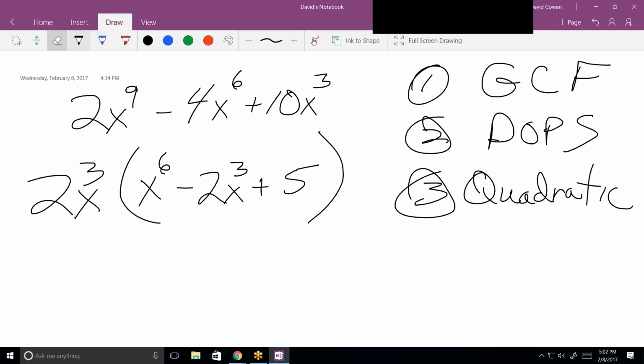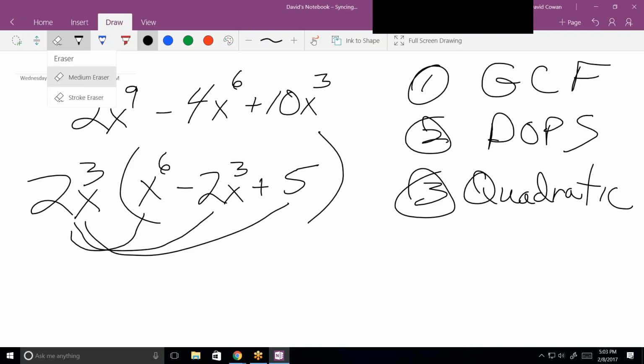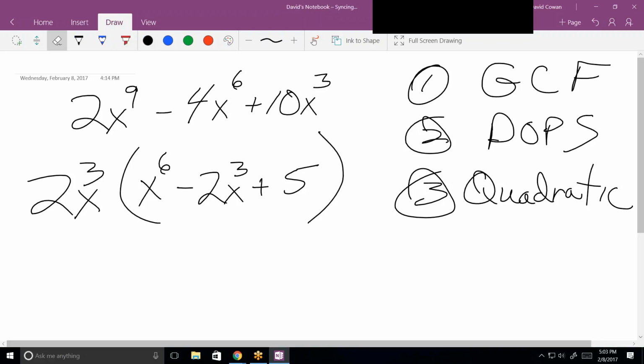And notice that as I did this, that times that is 2x to the 9th, that times that is 4x to the 6th, and that times that is 10x to the 3rd. So I'm always checking whether I do it at the end or whether I do it as I go along. I prefer doing it as I go along because sometimes there's 12 steps in this thing. Then you got to go back and check all 12 steps. Well, it's easier if you check each one as you go along. Okay.